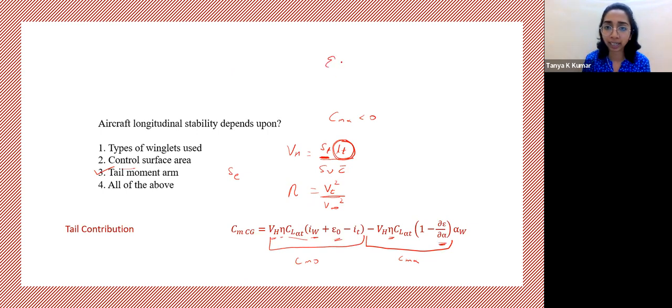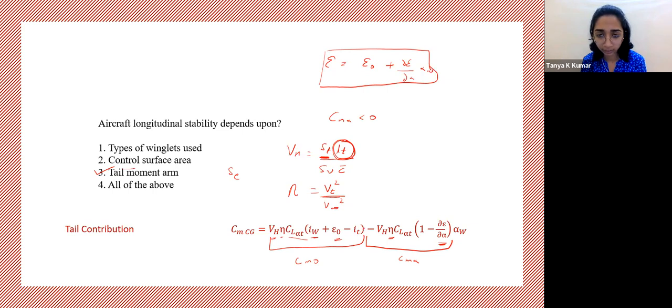So your entire downwash angle will be epsilon naught plus dou epsilon by dou alpha into alpha wing. So this is the entire downwash angle. Any other term that we forgot? Yes. IT is the tail setting angle. IW is wing setting angle and IT is tail setting angle. All the other terms are clear, right? Does anyone have a doubt in this equation?